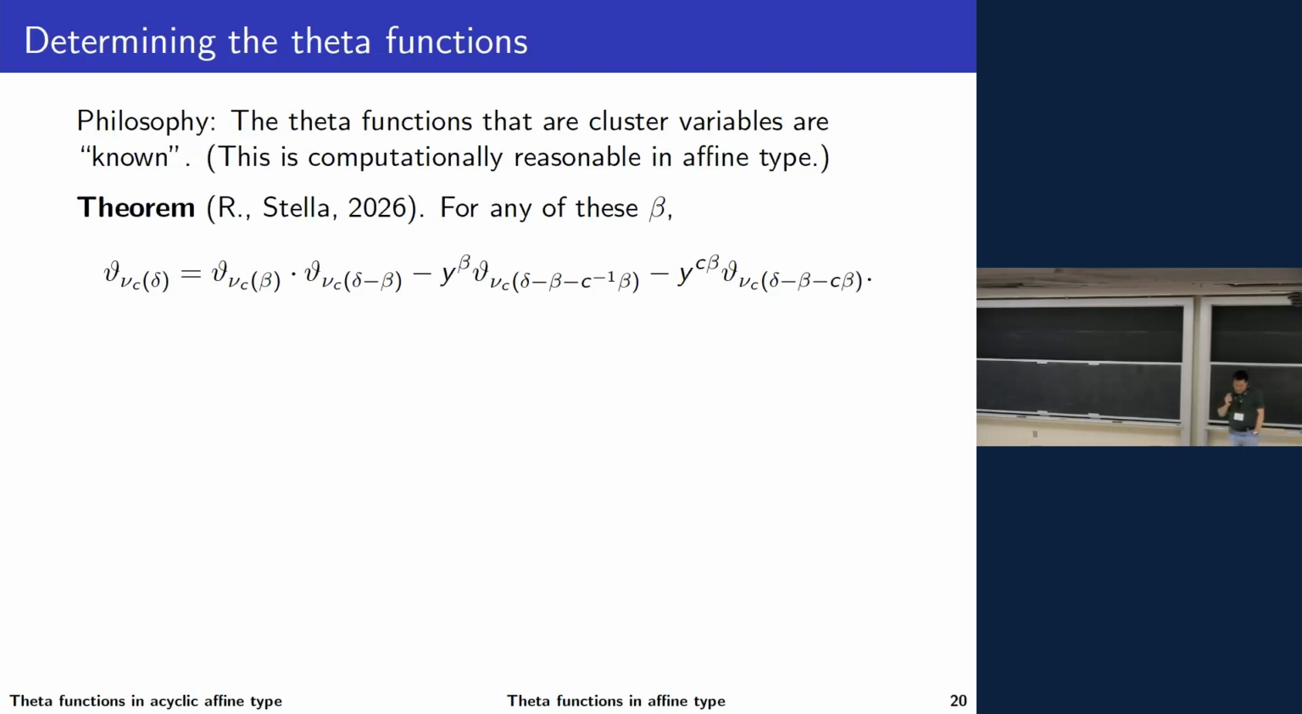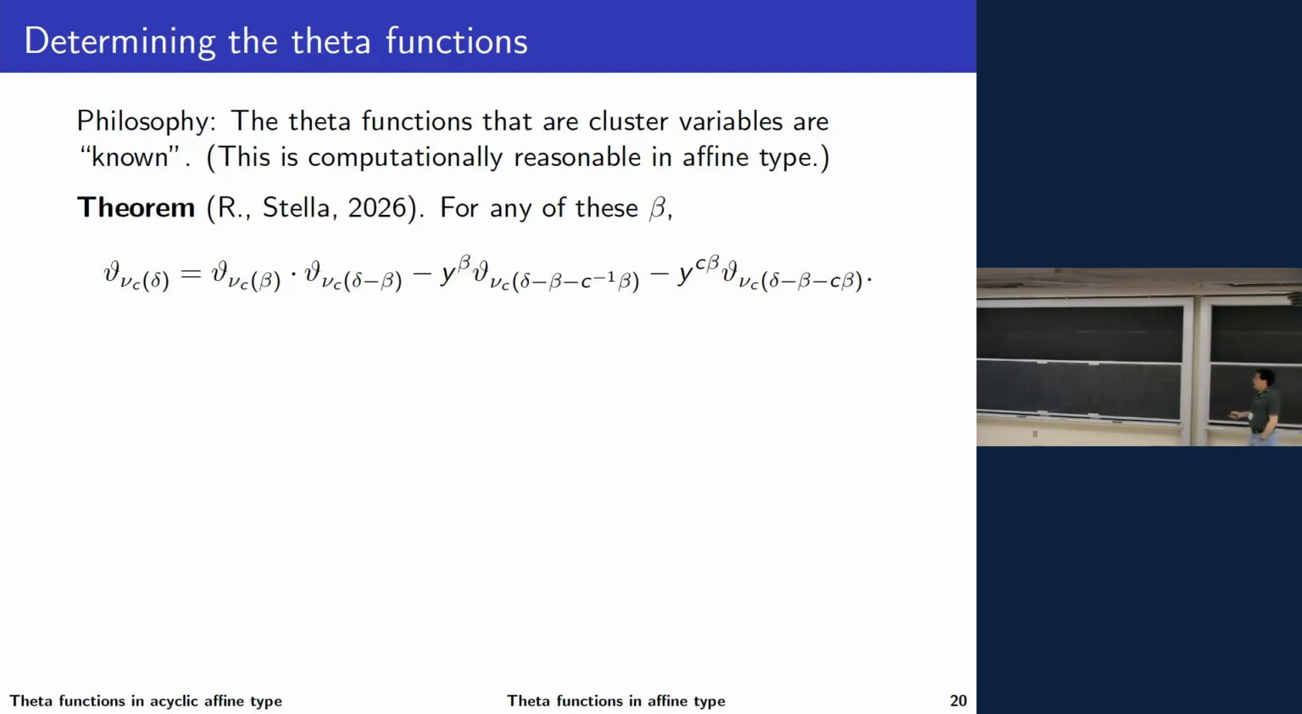Okay, so now let me tell you some results about the theta functions. The philosophy here is that theta functions that are already cluster monomials are known. And this is actually computation. This is reasonable in affine type, because if you told me a G vector, I haven't implemented this yet, but you could write a program that would find you the cluster variable, and so you do it that way, and then you know what that theta function is. So theta functions that are cluster variables are known. So if I can write the other theta functions in terms of cluster variables, then they're known also.